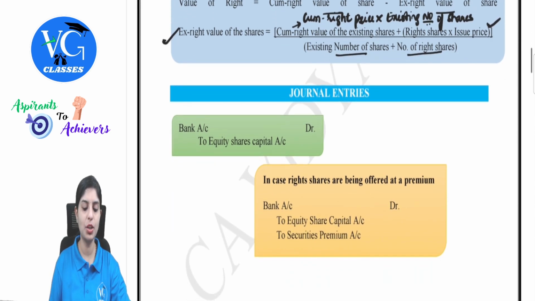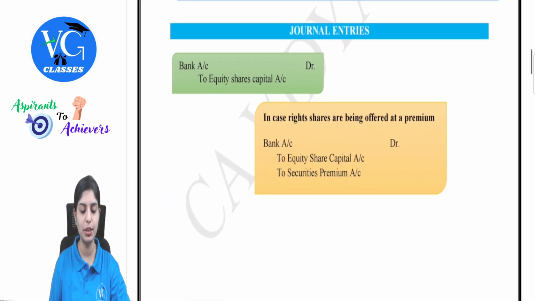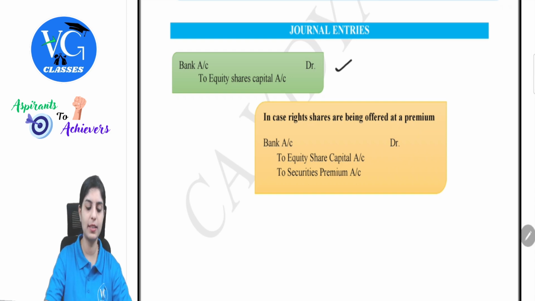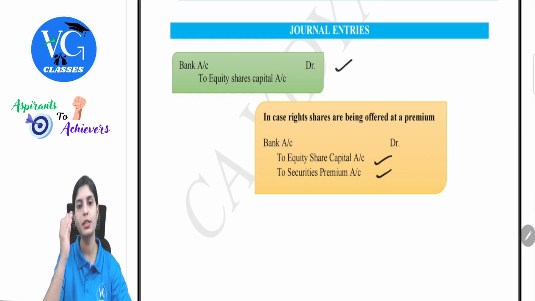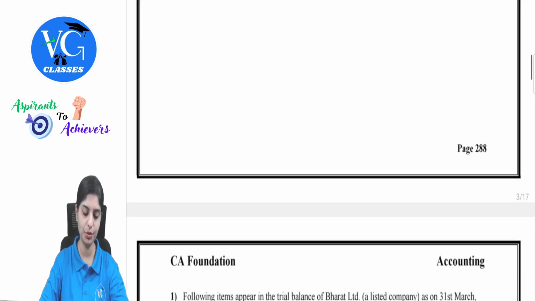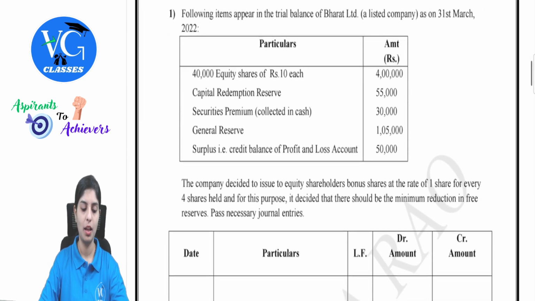Further, what is the journal entry? What do we understand for a right issue? Normal entry: bank account debit to equity share capital if the issue of right shares is at par. If it is at premium, bank account debit to equity share capital and securities premium. The concept is simple because we cannot issue shares at discount. So you'll only have two possibilities, either at par or at premium. I hope the concepts are still clear. Moving on to questions.